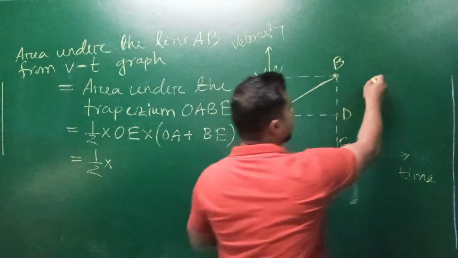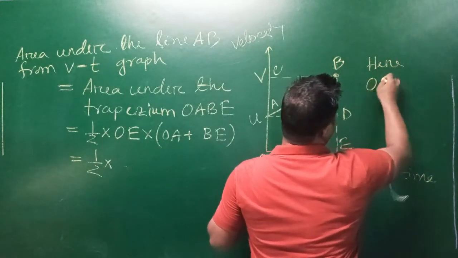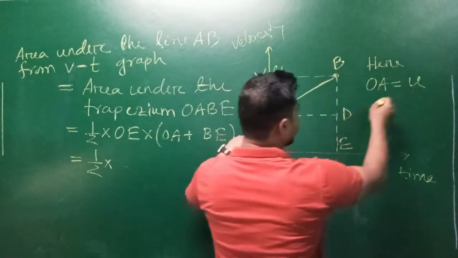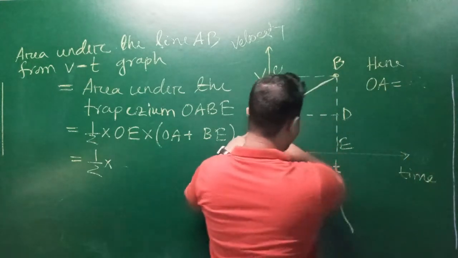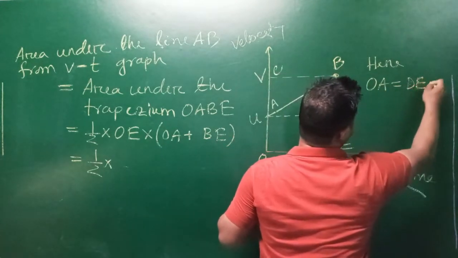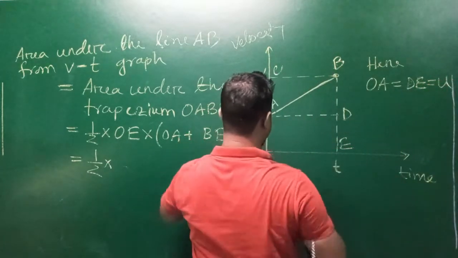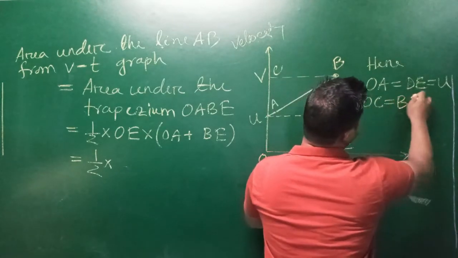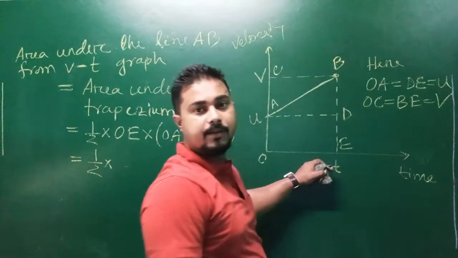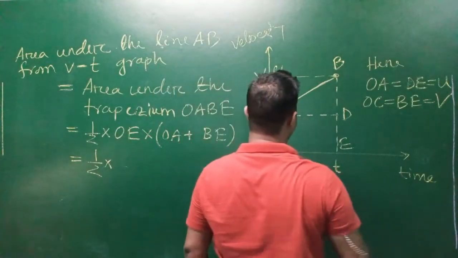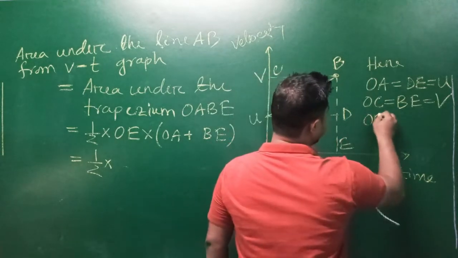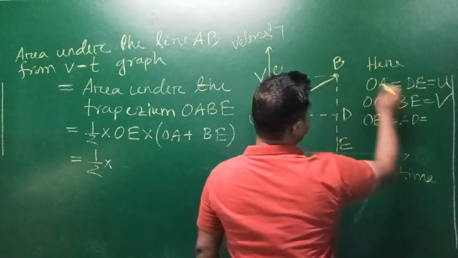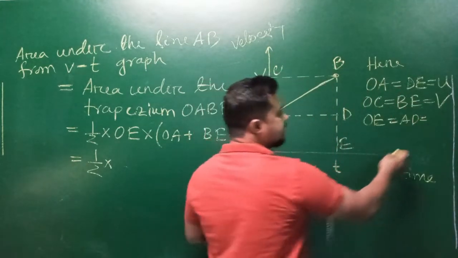So here OA is equal to how much? We can write its value, it is u. OA is equal to DE is equal to u. Okay, then OC is equal to BE is equal to how much? It is equal to v. Hope you are able to see. Okay now OE is equal to AD is equal to CB is equal to, we can write how much? It is equal to we can write t.